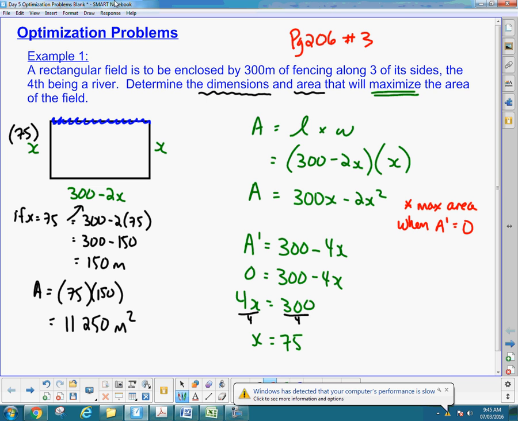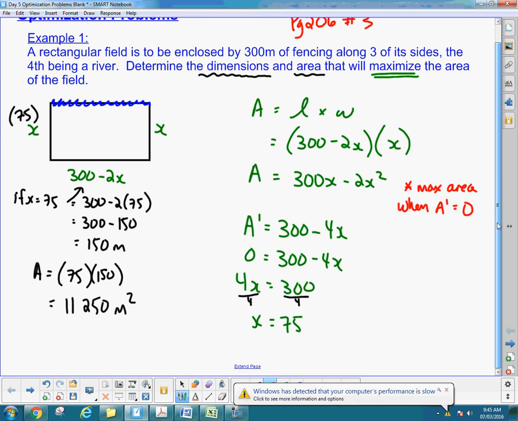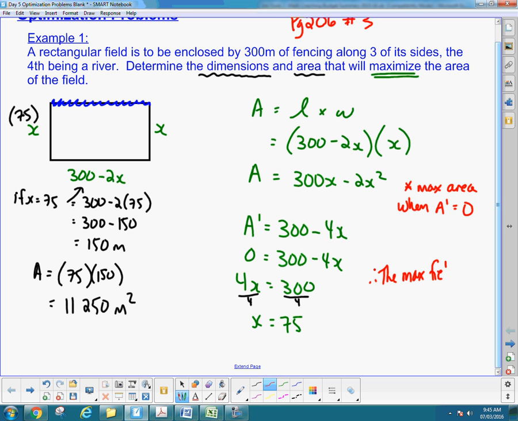So actually answering the question then, the max field is 75 by 150 meters with area as 11,250 meters squared.